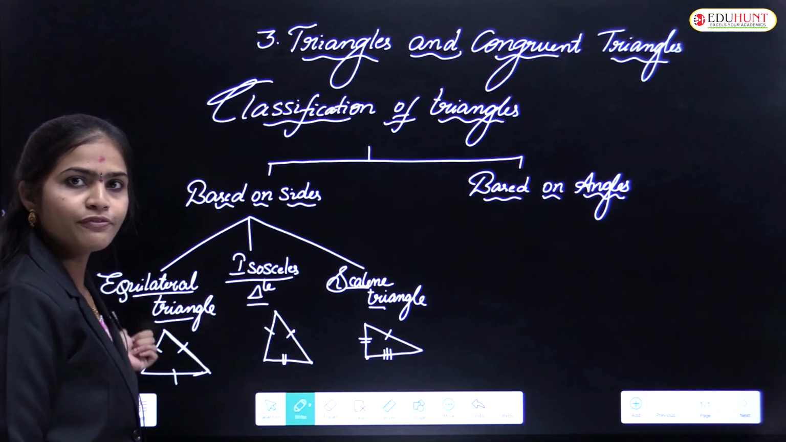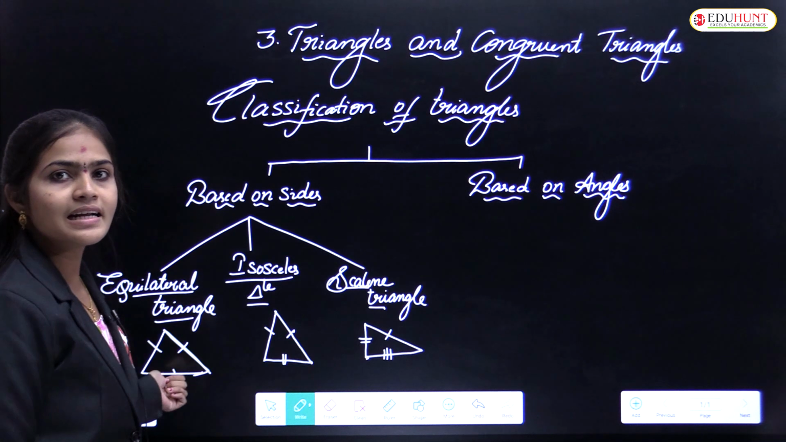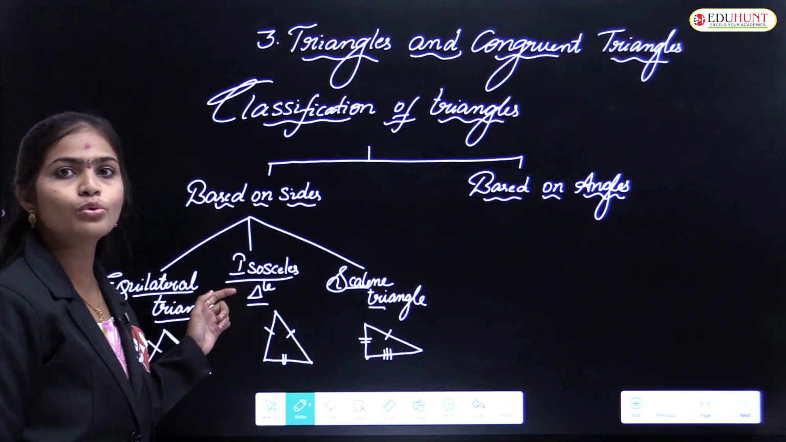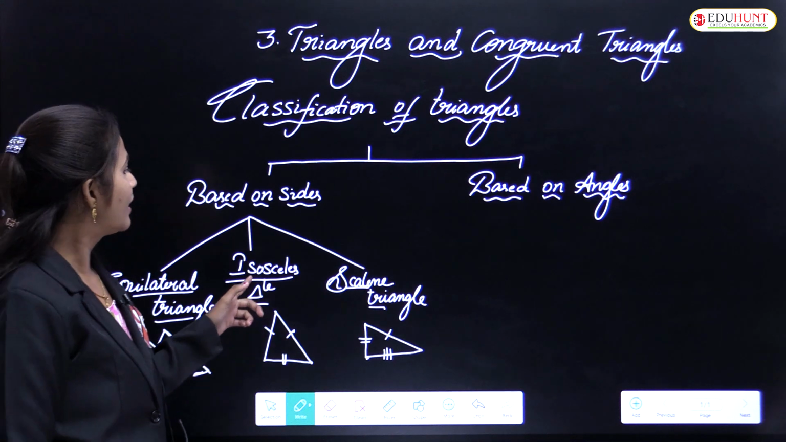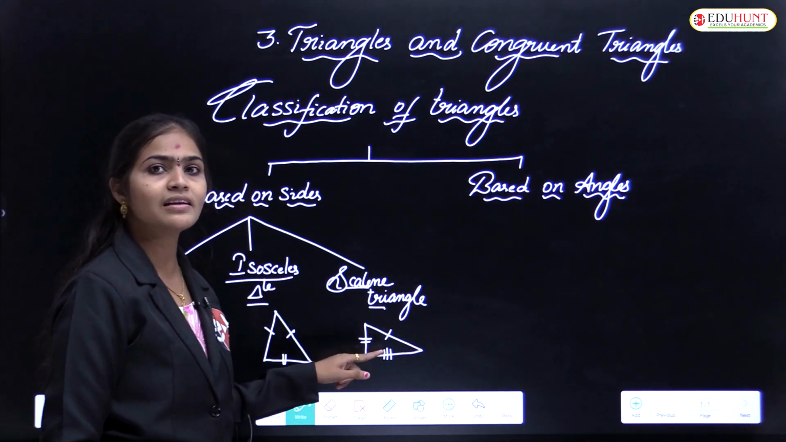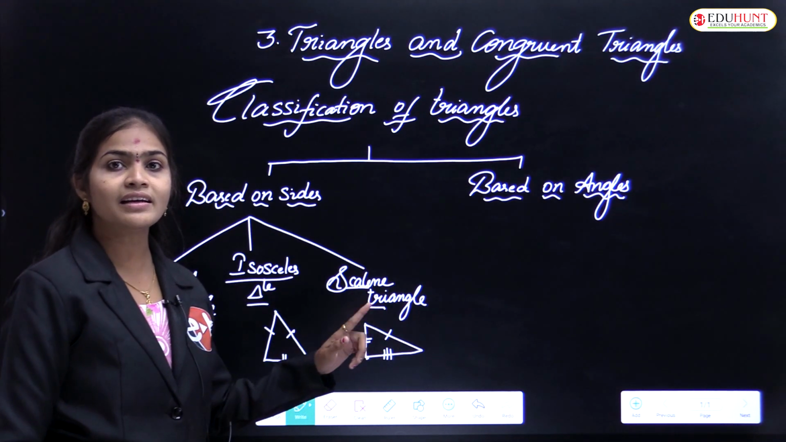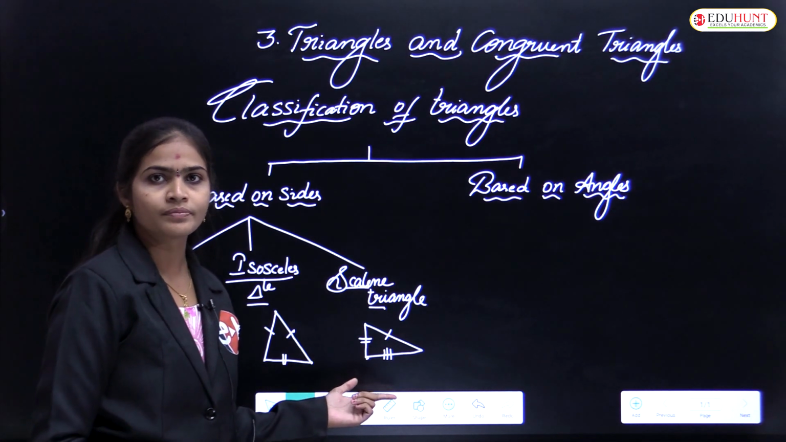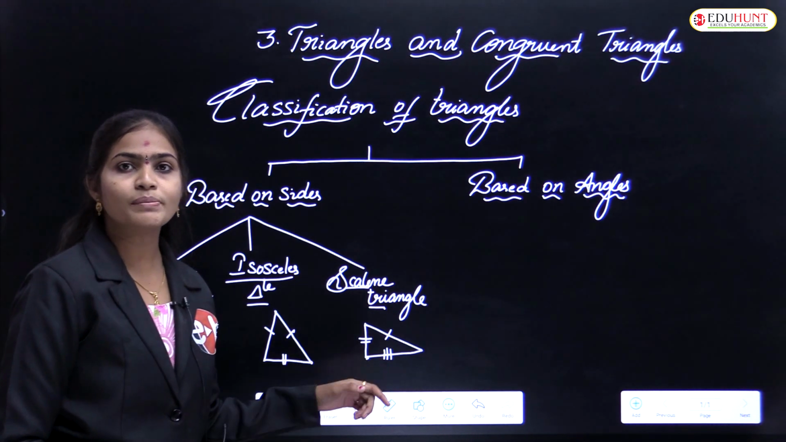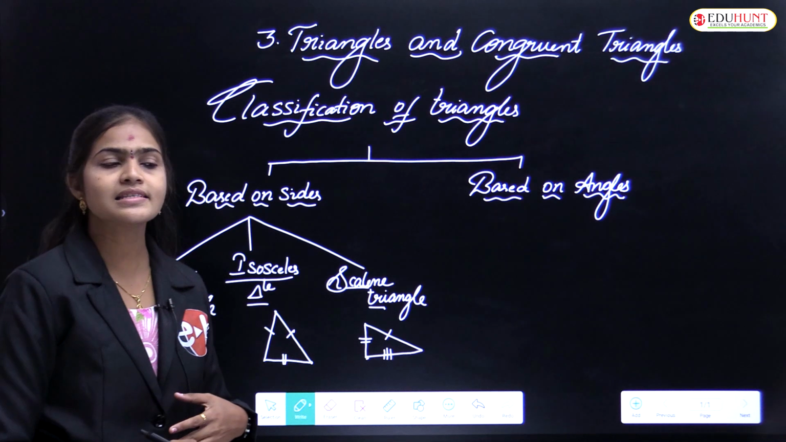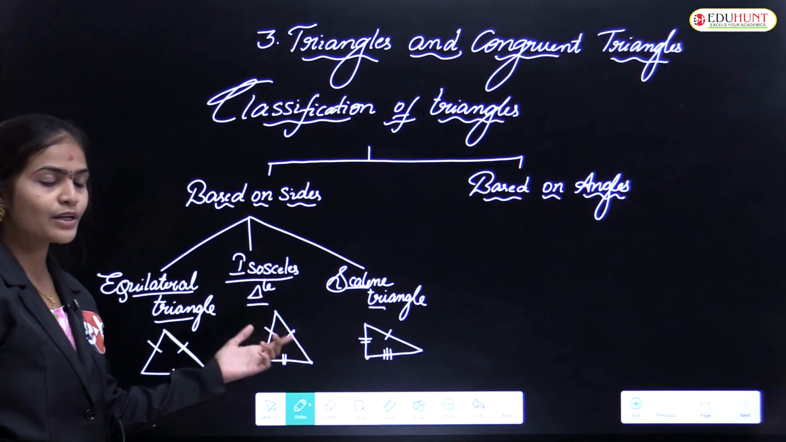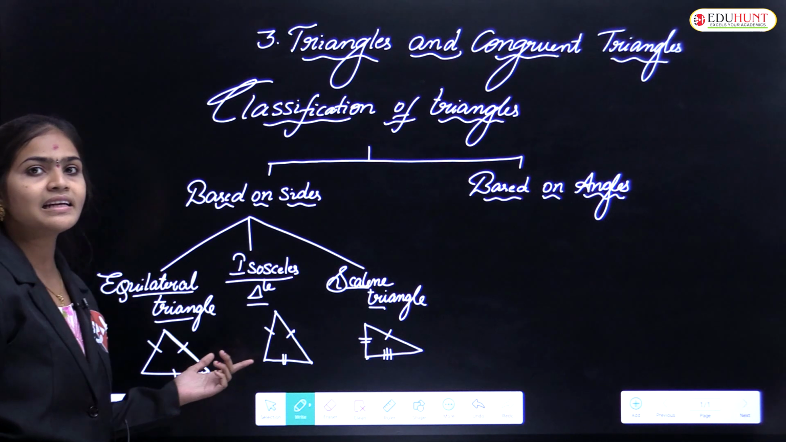So the first one has all sides of equal length, the second one, isosceles triangle, has two sides of equal length, and the scalene triangle has three different lengths, which means no two sides are equal. No two sides are equal means which type of triangle? Yes, scalene triangle. Isosceles means two sides are equal, and equilateral means three sides are of equal length.